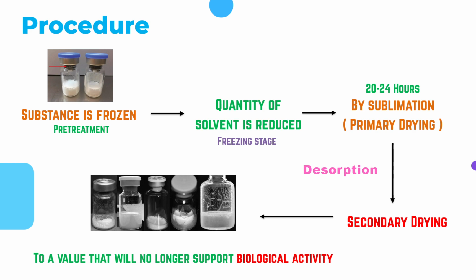While we are discussing the primary drying, the temperature and pressure are kept below the triple point. So what is the triple point? The triple point is the temperature at which your sample only exists in the solid phase.